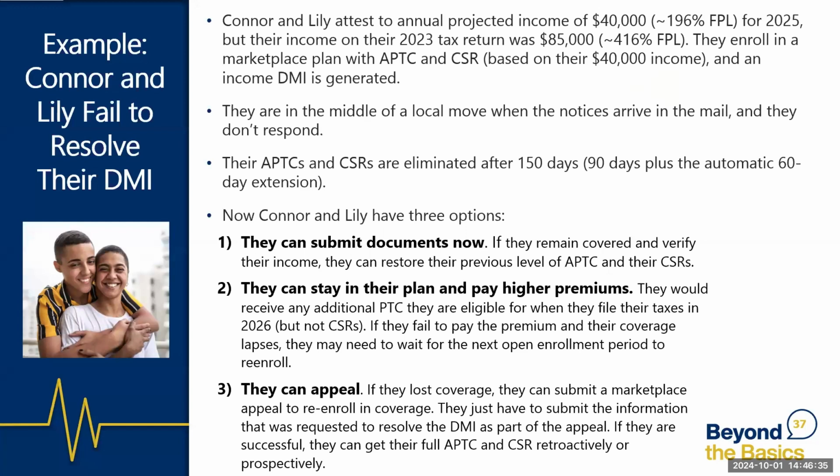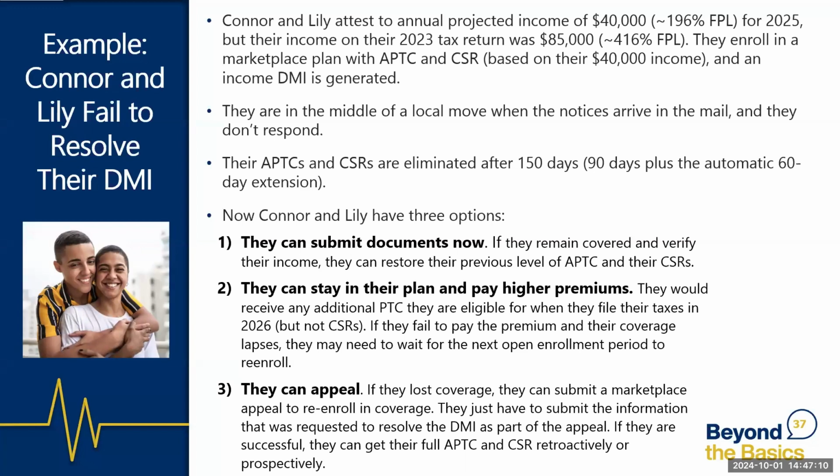So one more example here, we have Connor and Lily, who are married filing jointly, and they attest to an annual projected income of $40,000 for 2025. But their income on their 2023 tax return was $85,000, which triggers a DMI. They enroll in a silver CSR cost sharing reduction plan with advanced premium tax credits and are required to acknowledge when they do that they are taking advanced premium tax credits during an inconsistency period, and those payments are subject to reconciliation when they file federal income tax returns.